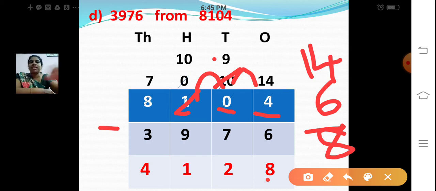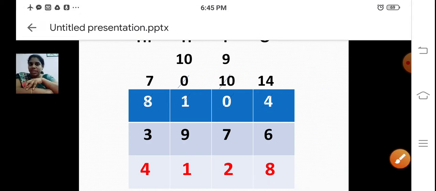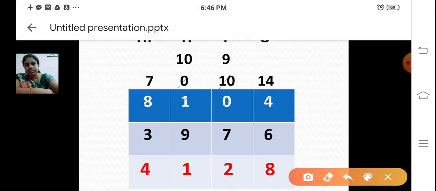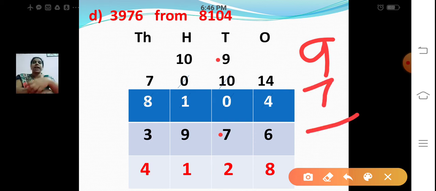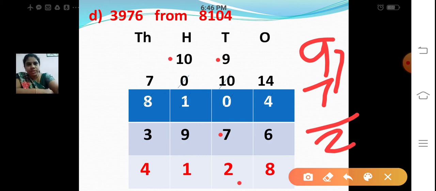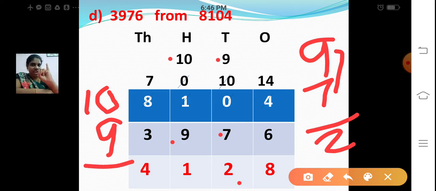Now let's move on to the tens place. What number do I have in the tens place? 9. 9 minus 7. 9 tens minus 7 tens. 9 minus 7. Start from number 7. Count forward till you reach 9. After 7, 8, 9. So 2 tens. Write it down, 2 tens. Now let's move on to the hundreds place. 10, right? 10 minus 9. After 9, 10. So 1. 10 minus 9 is 1.